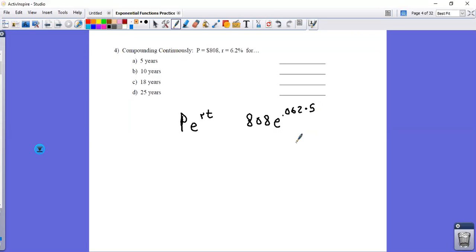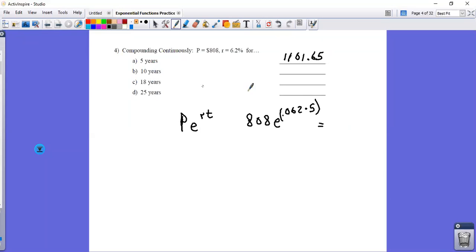So to put that in your calculator or in Desmos, 808, you just type the e to the power of, and make sure that 0.062 times 5 stays in the exponent. In Desmos, you might need to put parentheses around it to keep it all in there, but you should get 1101.65.